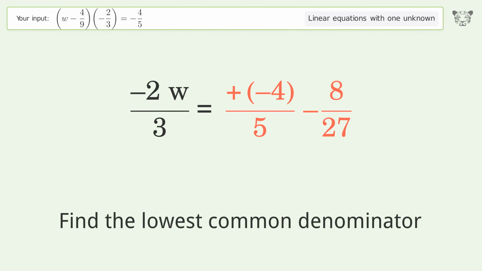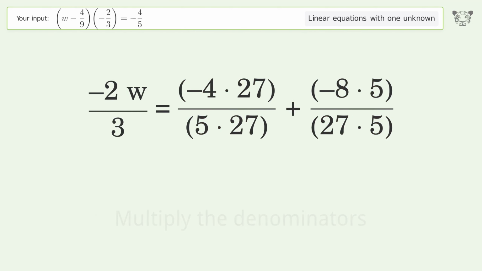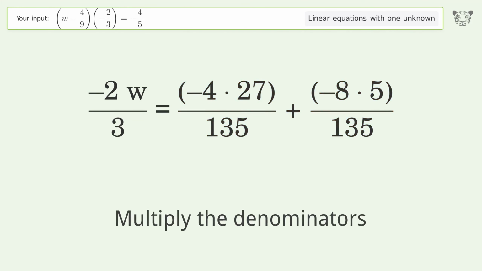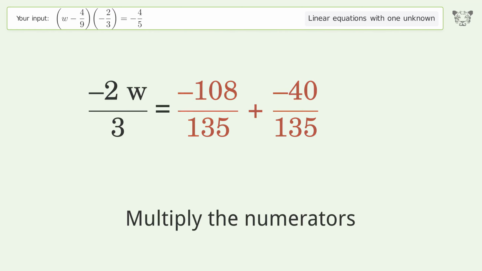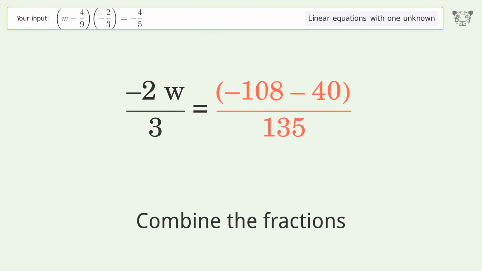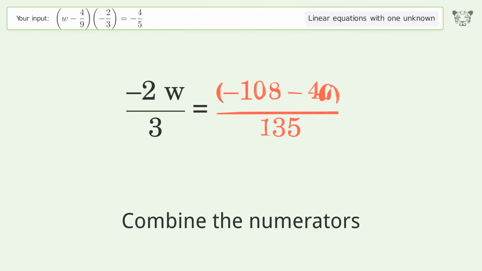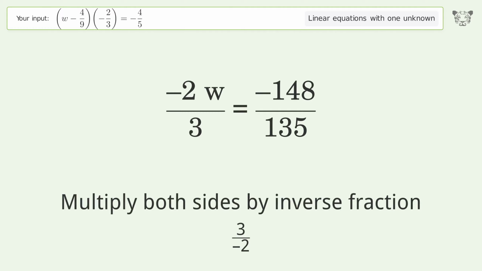Find the lowest common denominator. Multiply the denominators. Multiply the numerators. Combine the fractions. Combine the numerators. Isolate the w. Multiply both sides by the inverse fraction 3/2.